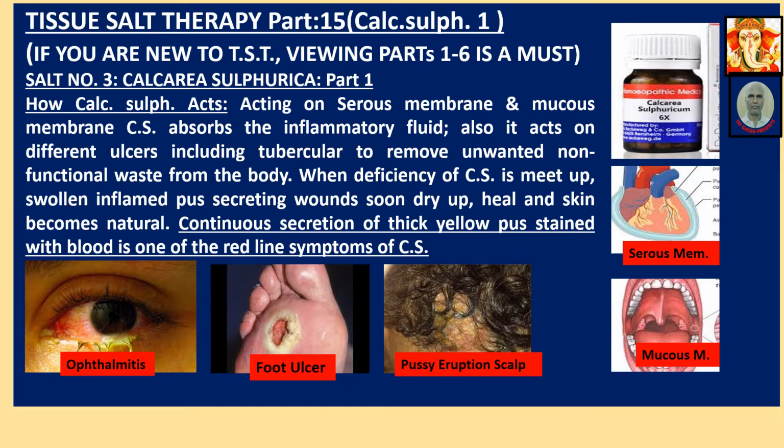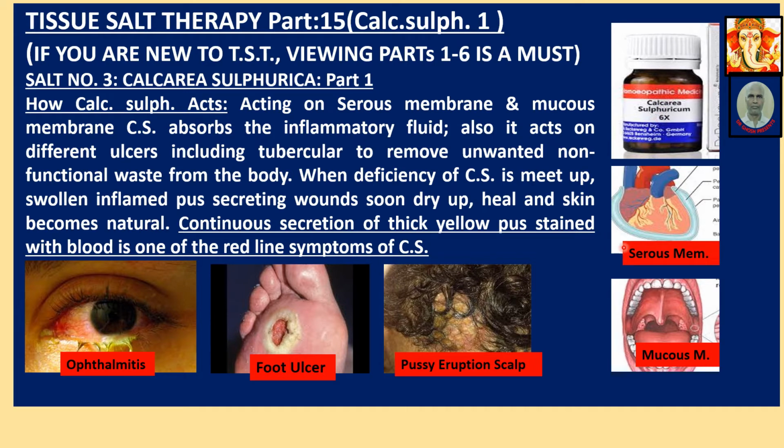Now, the images. This is ophthalmitis or ophthalmia, that is inflammation of the eye. Note the outcome is yellowish discharge. Foot ulcer, same thing, pussy, that is full of pus. Don't read it as pushy, that has a separate meaning. This is pussy, pus. There is enough pus. Eruptions of the scalp, the same thing.